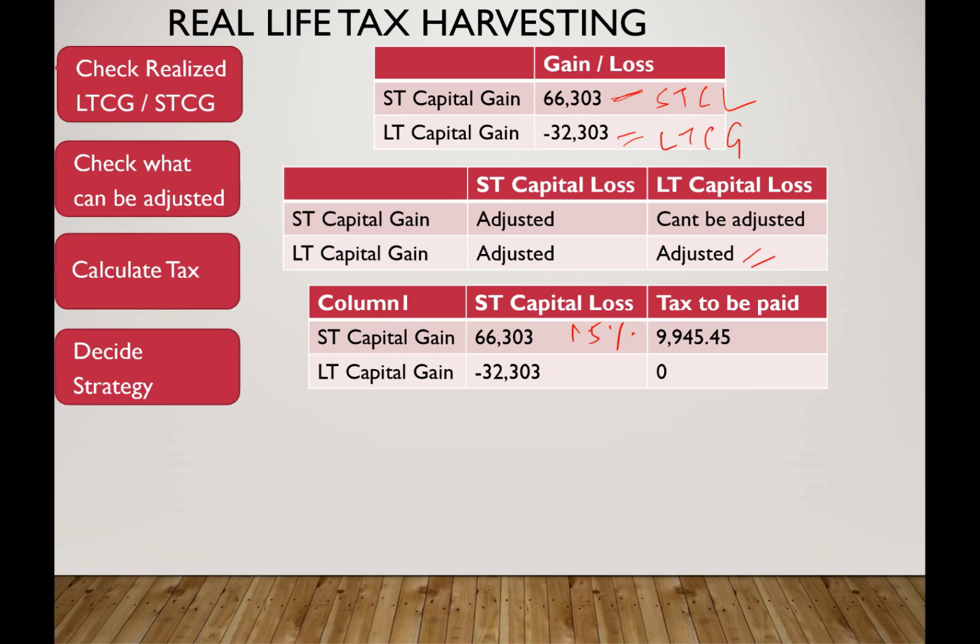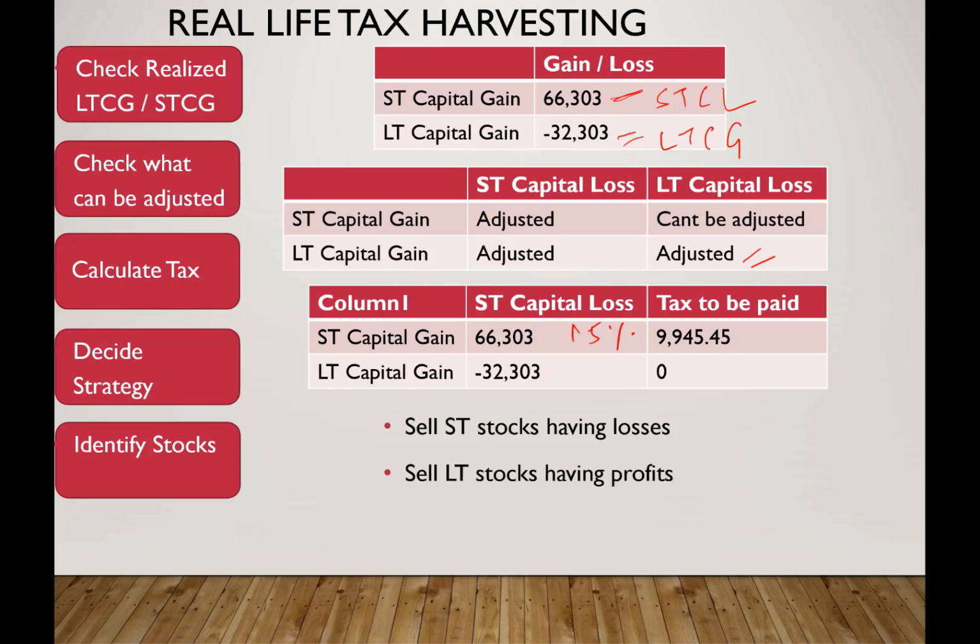But if we do not want to hold on to our losses, then these are the two options which we have: sell short-term stocks having losses or sell long-term stocks having profits. And then once you know what you have to do, you go to your portfolio and you identify the stocks. In my case, my first preference will be to see if there are any stocks which can be sold to make short-term losses so that I can save on this 9,945 rupees.